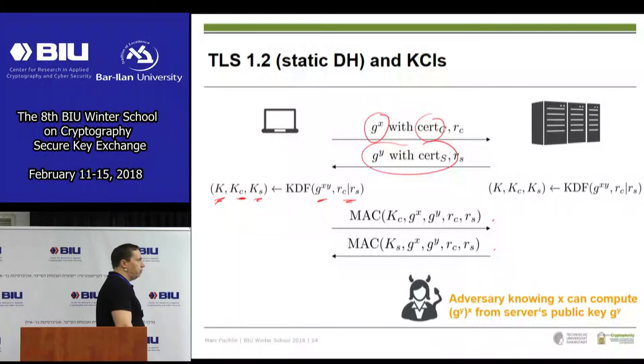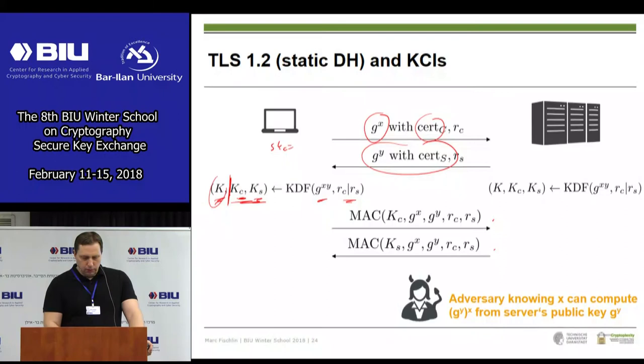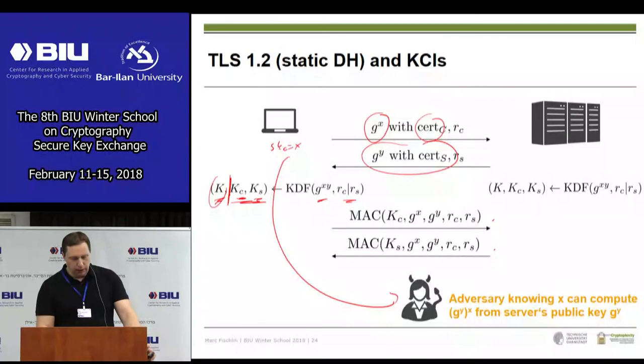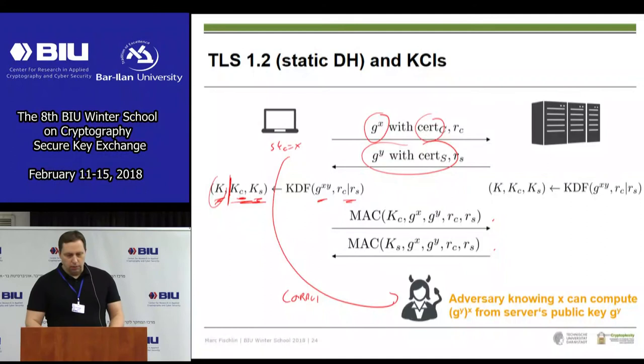So here's the attack. Again, it's static, so you just exchange the g to the x, which is included in a certificate, and then you exchange the g to the y, which is also included in a certificate, and you also exchange nonces. And then you derive the keys by applying the Diffie-Hellman value to the nonces, and then you authenticate by MACing the communication under independent keys, one for the client, one for the server, and they don't interfere with the session keys. So the problem of using the key in the protocol just goes away because we're using different keys for the authentication here.